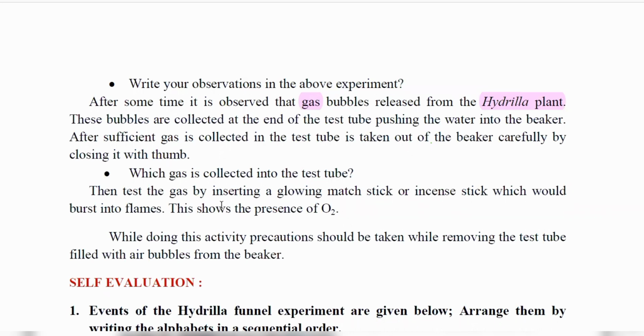then you have to ignite the matchstick. The matchstick will glow vigorously. Why? Because oxygen is making the matchstick flame. So which gas is collected in the test tube? Oxygen is collected in the test tube. Then test the gas by inserting a glowing matchstick or incense stick, which would burn into flames. This shows the presence of oxygen.